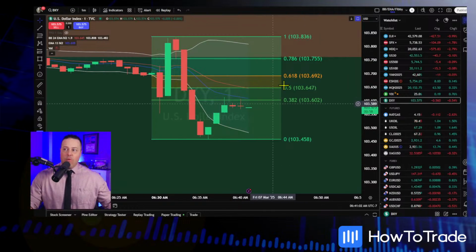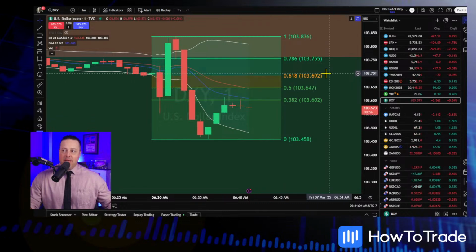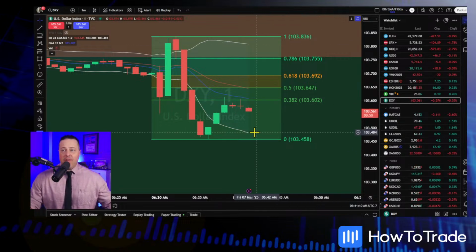If we break above 103.60, then maybe we trickle up to 69. Maybe we trickle up here to where we were before the NFP number dropped. Coming off, though, absolutely fantastic stuff.